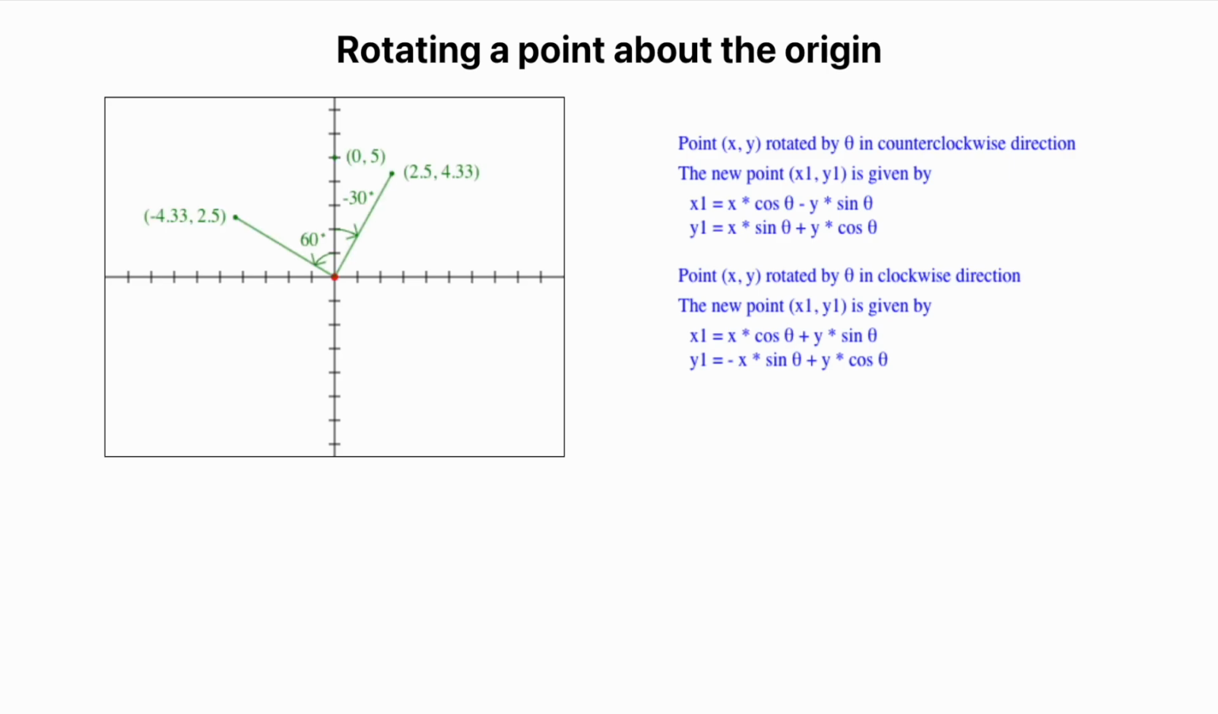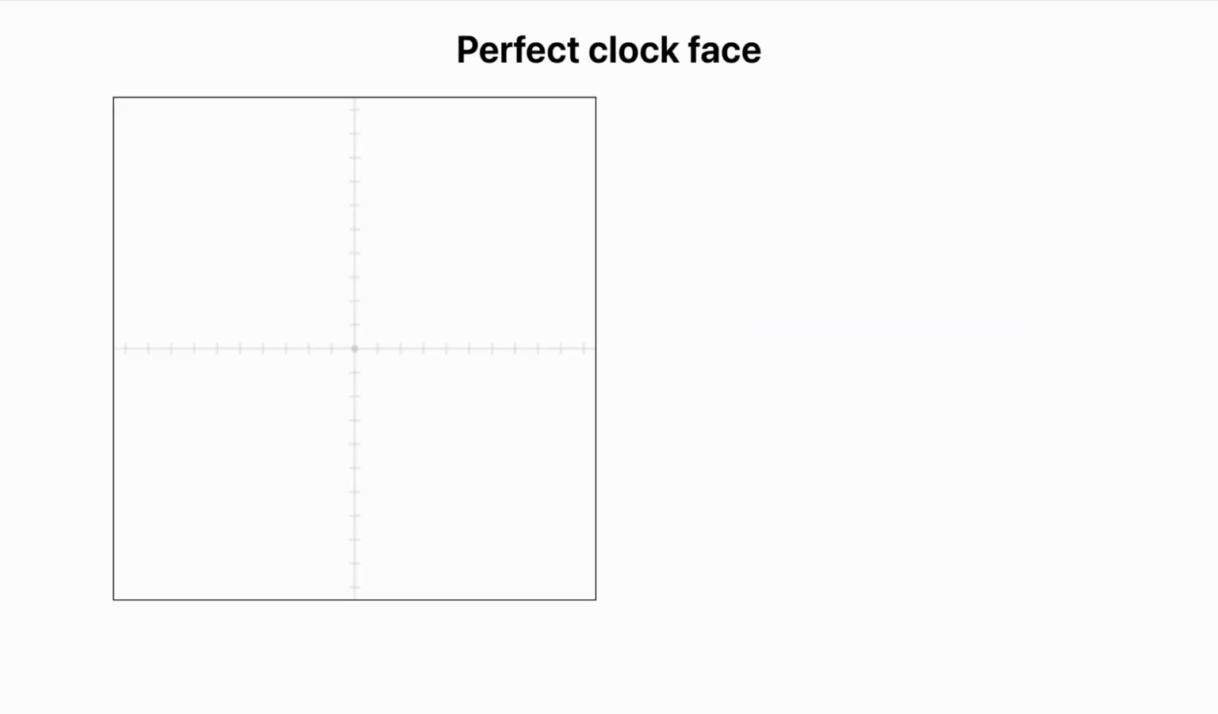For example, when point 0, 5 is rotated by 60 degrees in counterclockwise direction, the new point will be minus 4.33, 2.5. But when the same point 0, 5 is rotated 30 degrees in clockwise direction, the new point will be 2.5, 4.33. Let's draw a perfect clock face.